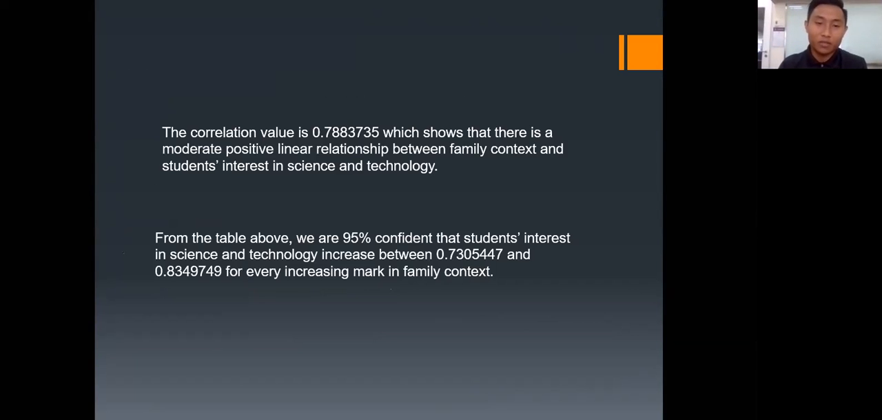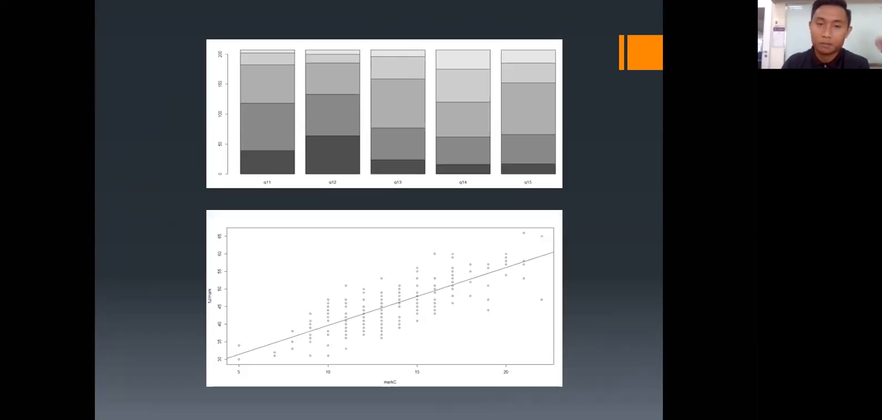The correlation value is 0.7883735, which shows that there is a moderate positive linear relationship between family context and student interest in science and technology. From the table above, we are 95% confident that students' interest in science and technology increases between 0.7305447 and 0.8349749 for every increase in mark in family context.